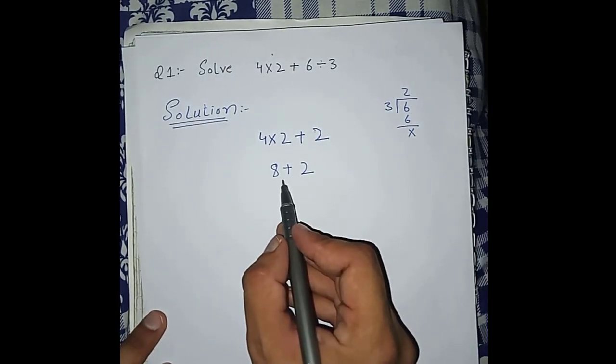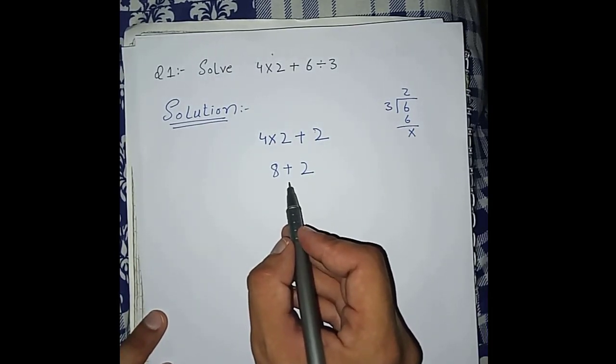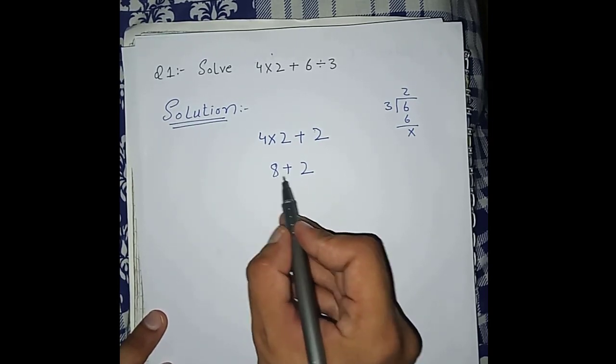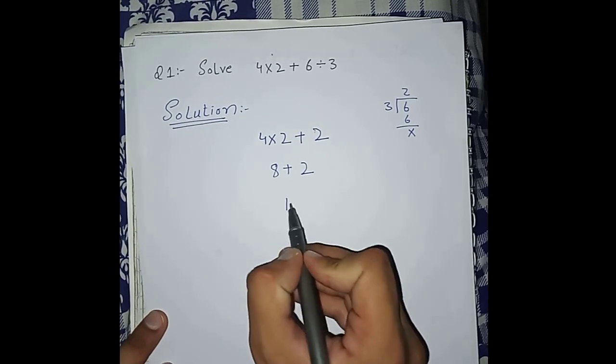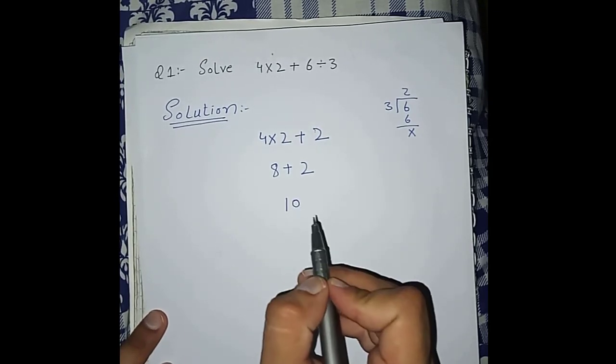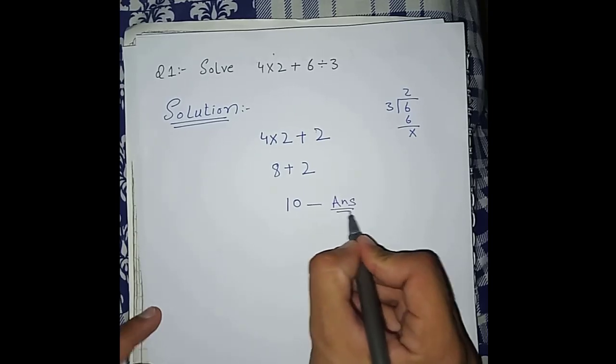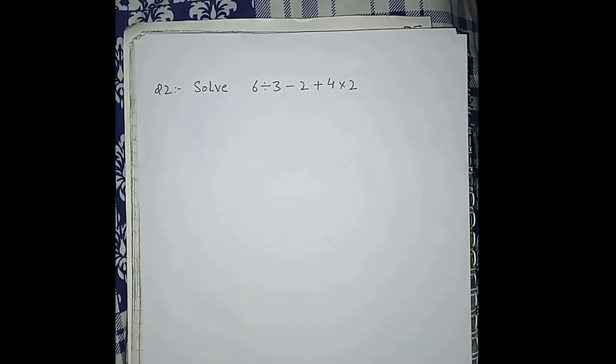Now we will solve the addition. So how will we solve the addition? 8 plus 2, what is coming? 10 is coming. So this is the answer. So we have solved question 1.